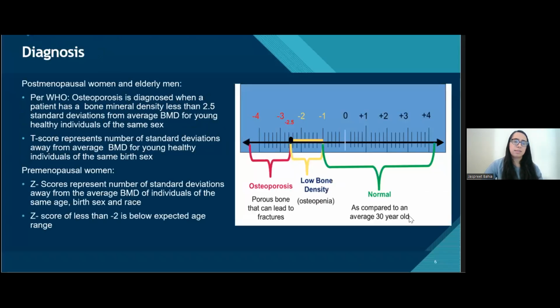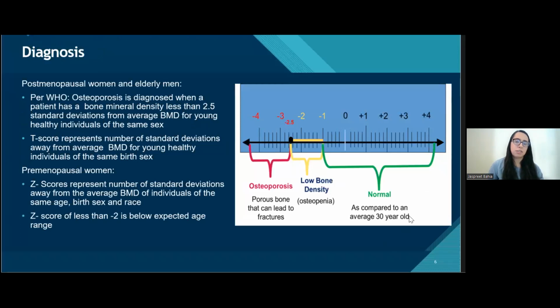So moving into diagnosis, there are many ways to diagnose osteoporosis. The WHO says in postmenopausal women and elderly men, you can diagnose osteoporosis by looking at something called a T-score. The T-score represents the number of standard deviations away from average bone mineral density for young, healthy individuals of the same birth sex your patient is.